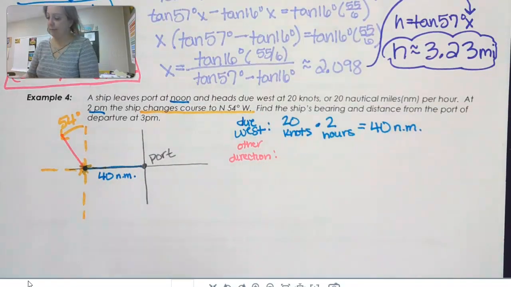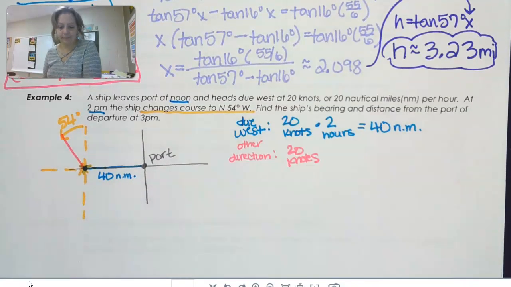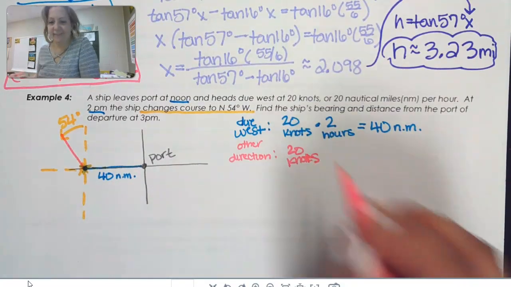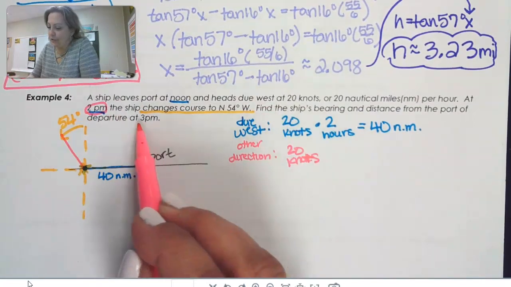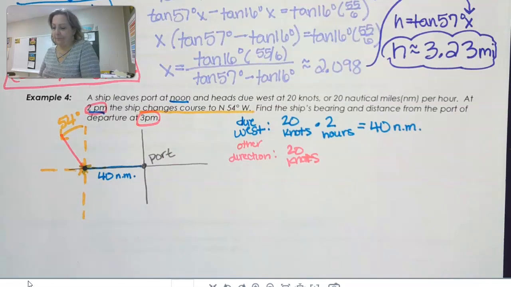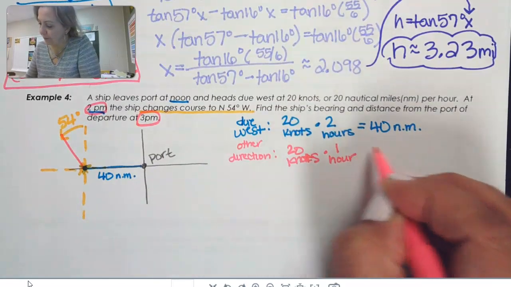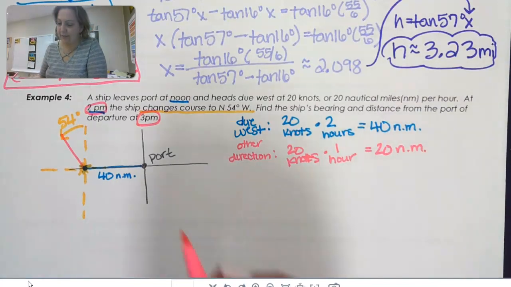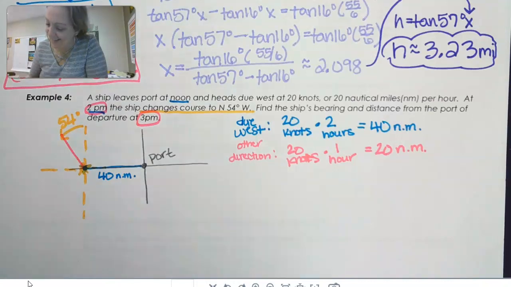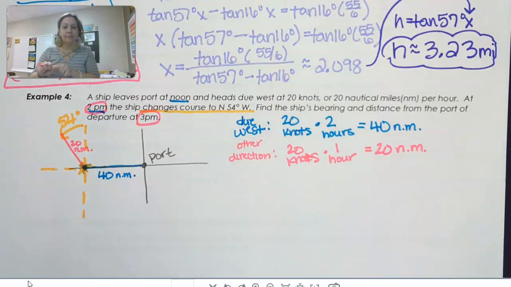Now in my other direction, I'm still going the same speed, 20 knots. And this is from 2 to 3 p.m., so that only happened for 1 hour. So that's going to be 20 nautical miles. Again, not drawn to scale. So this is 20 nautical miles.